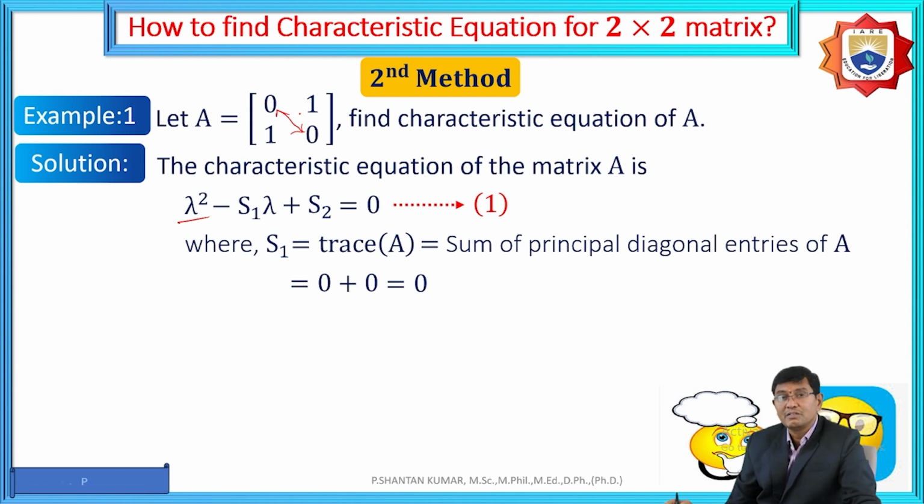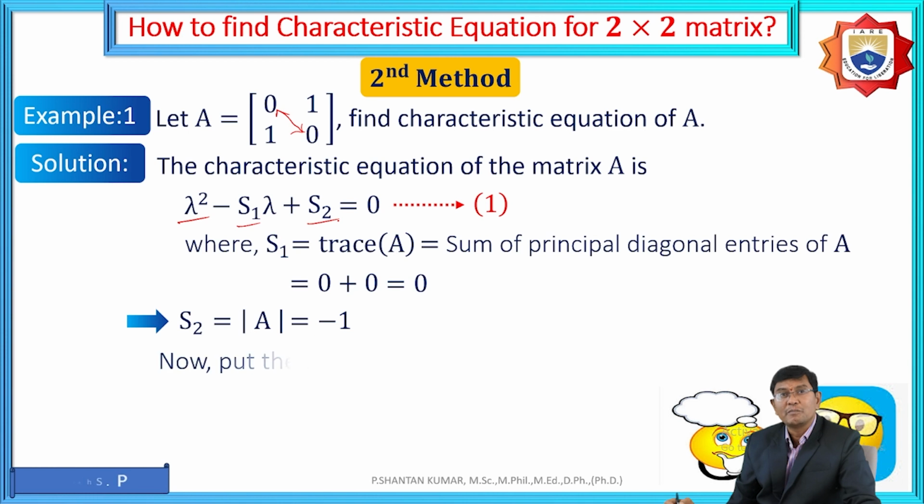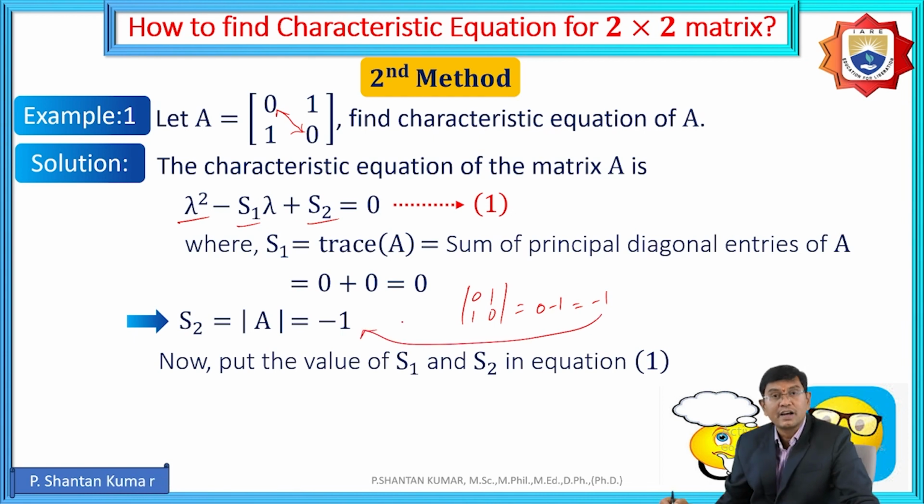And further, we need to find out what S2 is. S2 is nothing but the determinant of the matrix. The determinant of the matrix with rows 0, 1 and 1, 0 is AD minus BC, that is 0 minus 1, which is equal to minus 1. That is the value of the determinant.